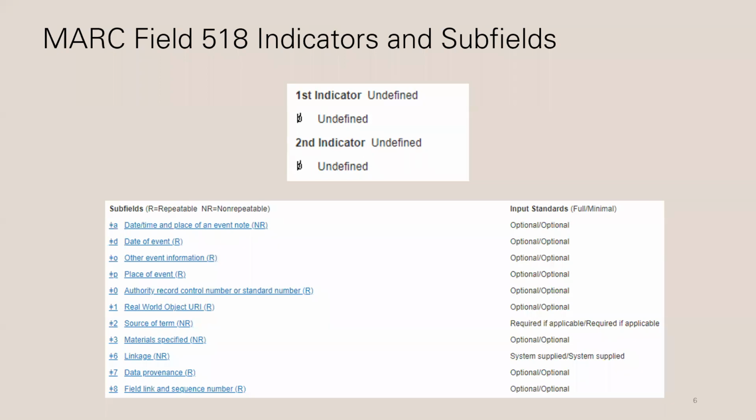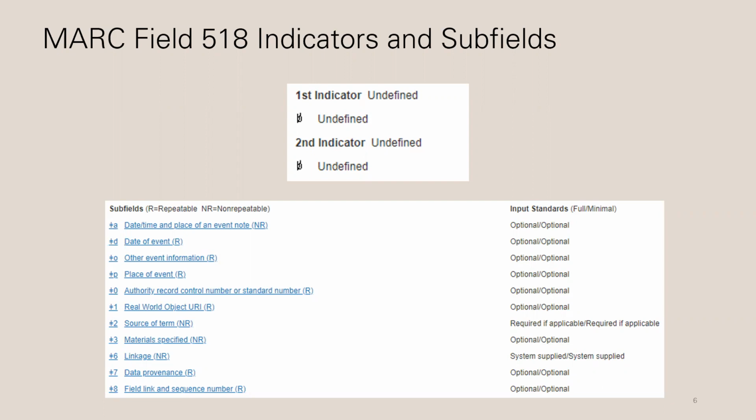Subfield P is for the place of the event. It is repeatable, but is optional. May be in a controlled or uncontrolled form. Subfield 0 is for the authority record control number or standard number. It is repeatable, but is optional. For information about subfield 0, see control subfields. Subfield 1 is for the real world object URL. It is repeatable, but is optional. For information about subfield 1, see control subfields.